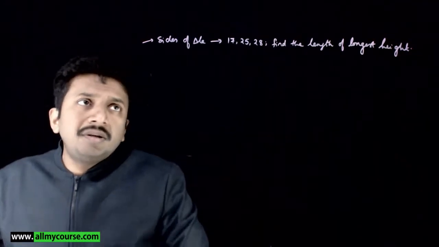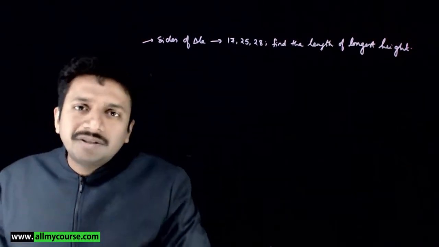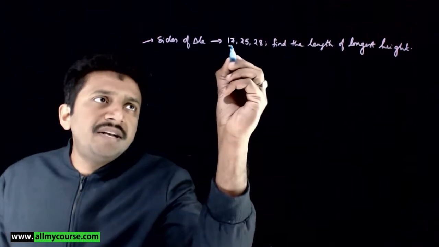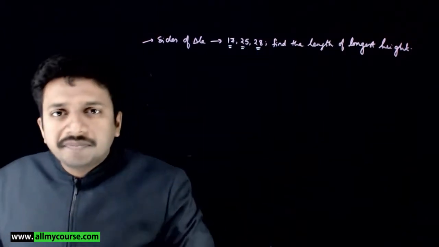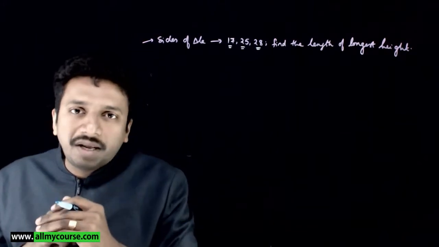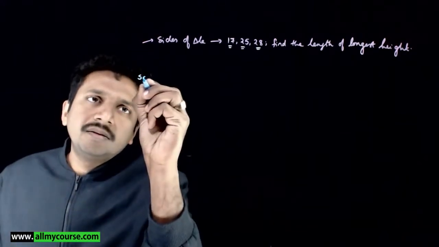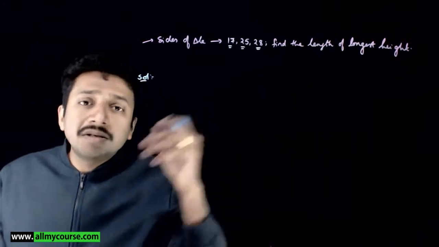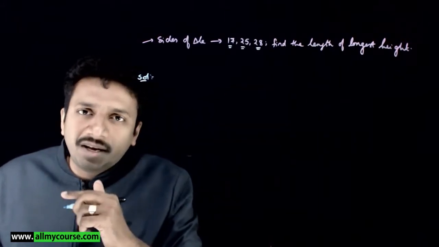So in this question, you're given that the sides of a triangle are 17, 25 and 28. You're asked to find the length of the longest height of this triangle. So what is the concept of the longest height of a triangle?